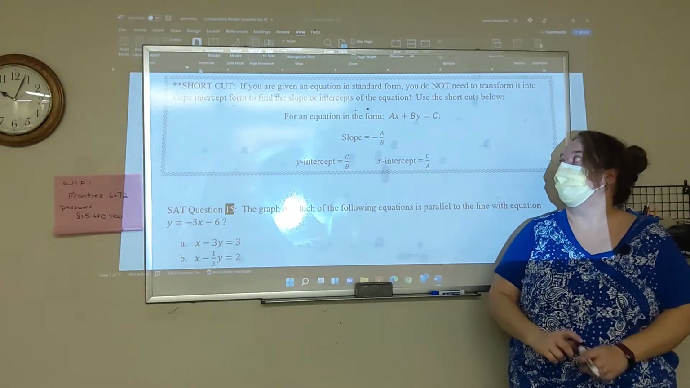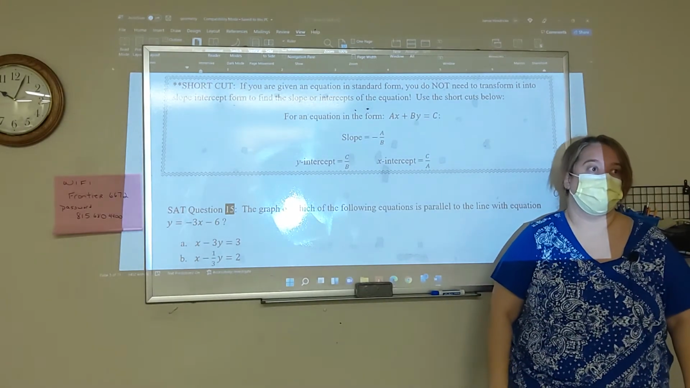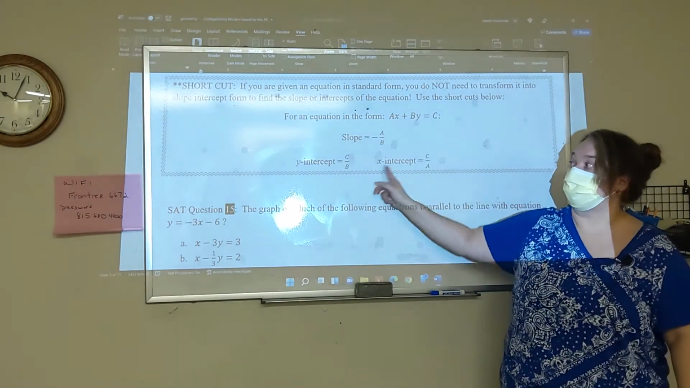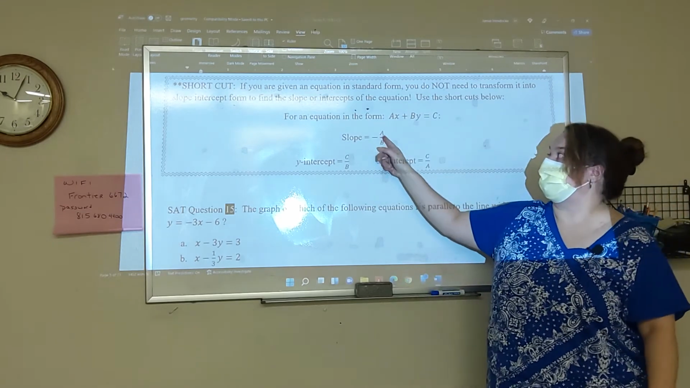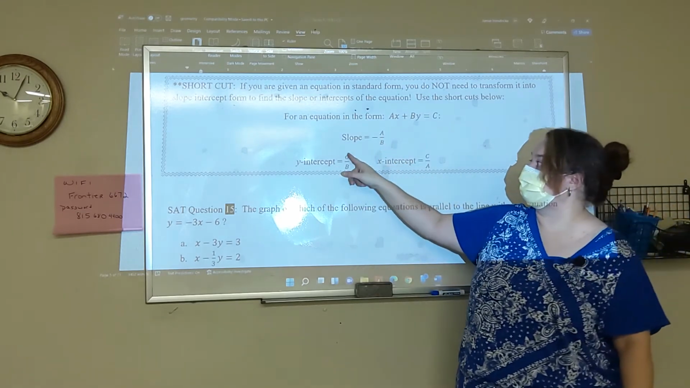Until now. We always used to have to transform that into y equals mx plus b. We don't have to do that anymore. Here's shortcuts. If they give you something in standard form, your slope is negative a over b. Your y-intercept is c over b.